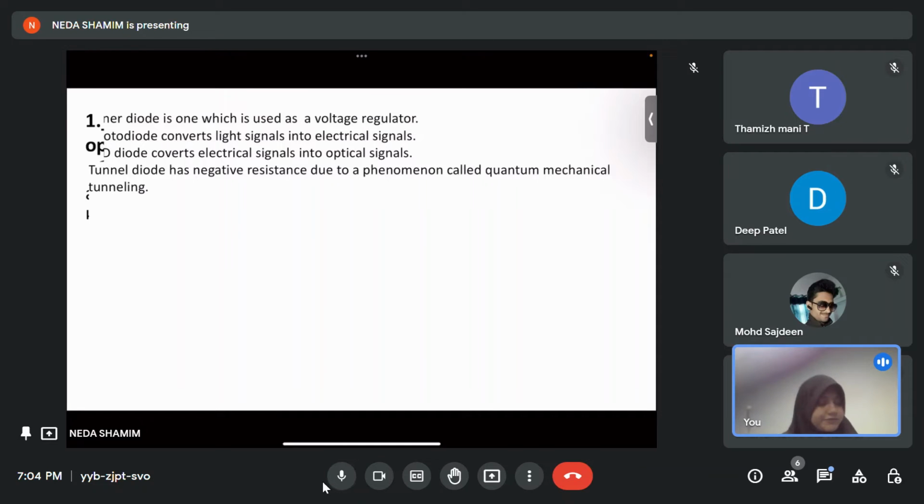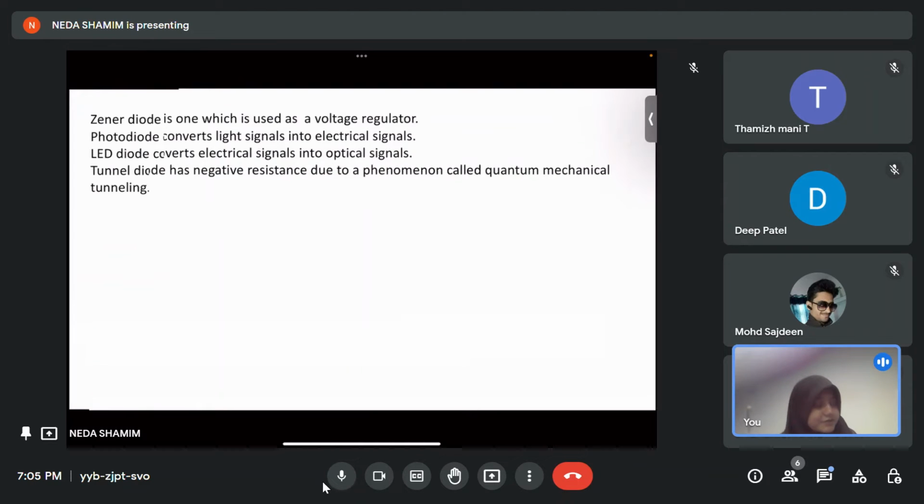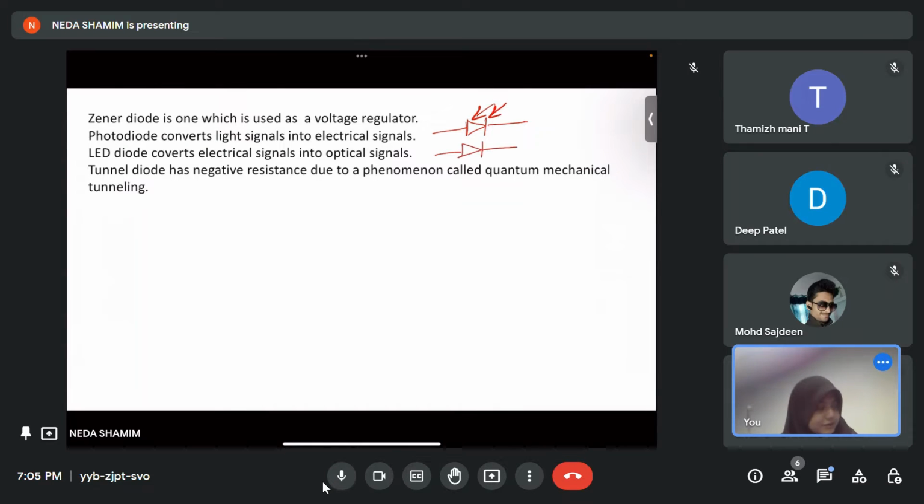Here I had listed a few of the diodes. The Zener diode works in a reverse bias mode, but it is used mostly as a voltage regulator. Photodiode is a device which converts the light signals into electrical signals. So that's why it's called a semiconductor detector. LED, that is light emitting diode, will convert electrical signals into optical signals. So the two have opposite roles. This would be a light detector, and this is an LED.